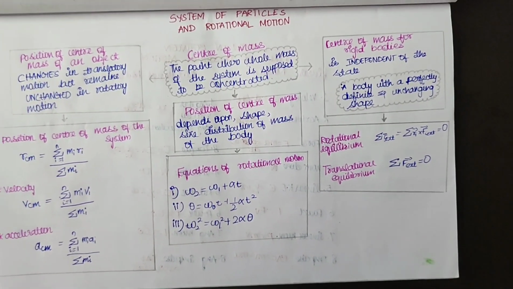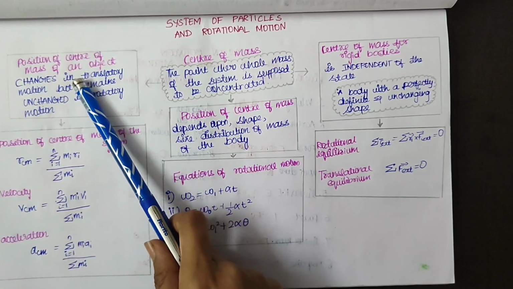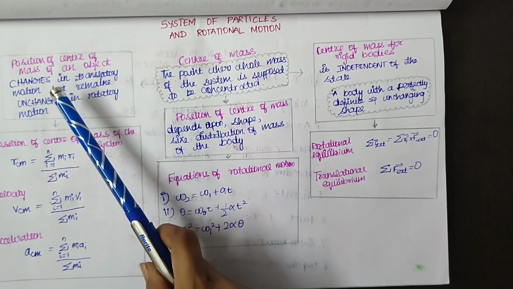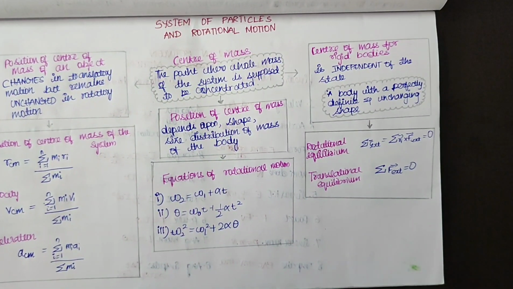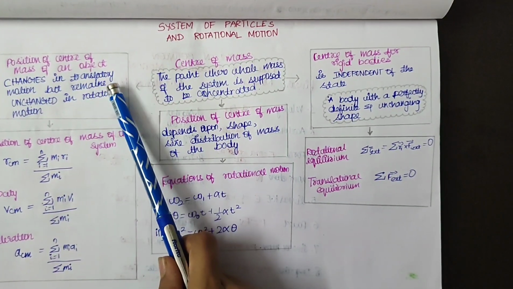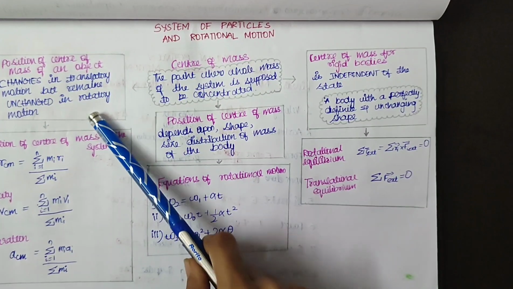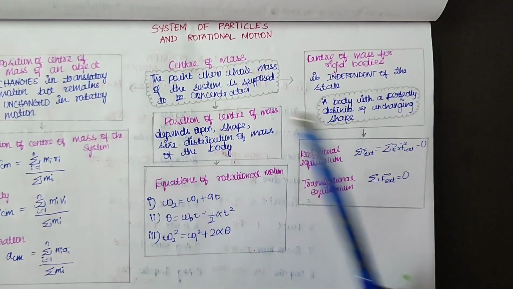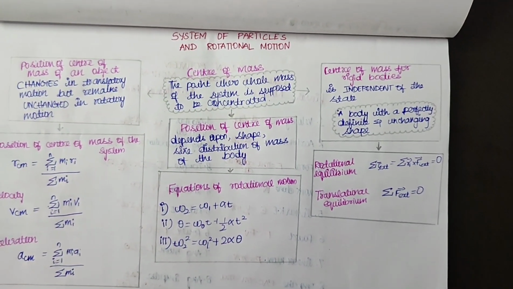Okay. Now, the position of center of mass of an object will be changing in the translatory motion. Changing in the translatory motion is nothing but the linear motion, but it remains unchanged in the rotatory motion. This is for the position of a center of mass of an object.